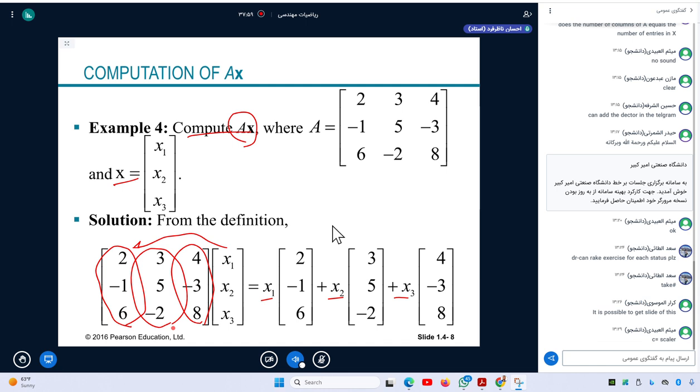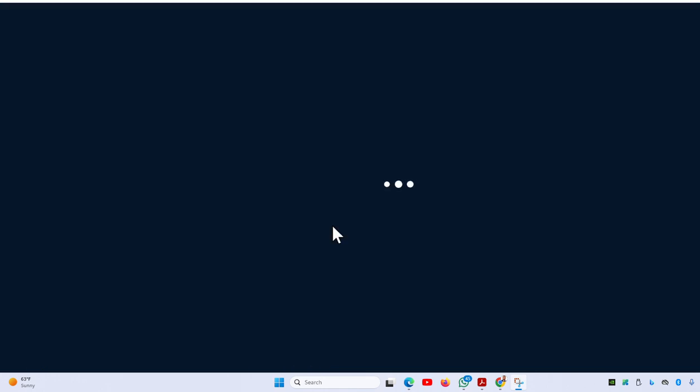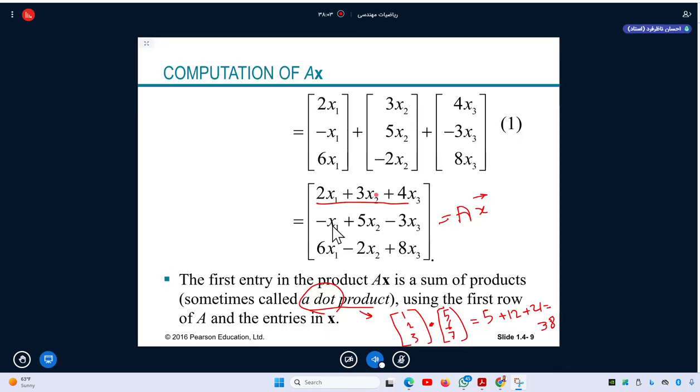And then you can expand it: 2x1, 3x2, 4x3, and this is also the second row, and this is the third row. So if these are parameters, but if we had some numbers, we would have some scalar at the end.